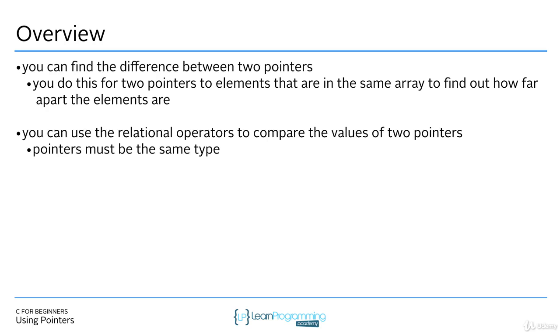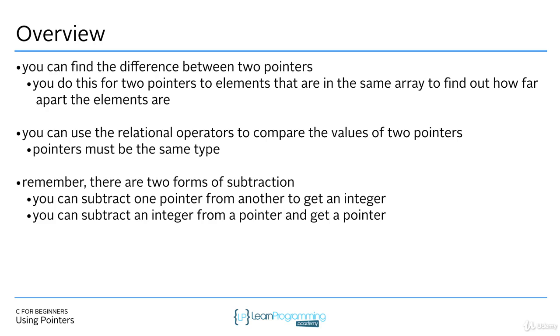You can use relational operators to compare the values of two pointers. Pointers have to be the same type, so if they're both pointing to integers, they both have to be the same type. This is just going to tell you whether or not the addresses are greater than or less than. Again, you could identify which part of the array you're in. There are also two forms of subtraction. So I just talked about subtraction, where you can actually take one pointer and subtract it from another one, which you'll get a pointer.